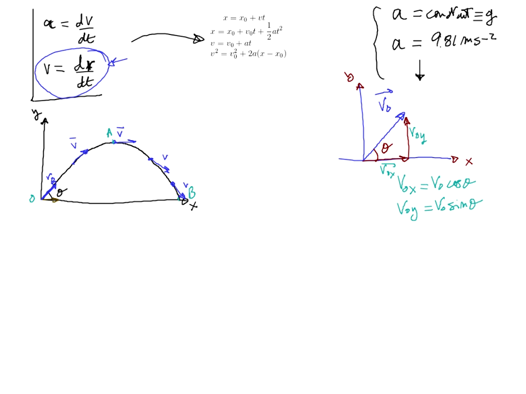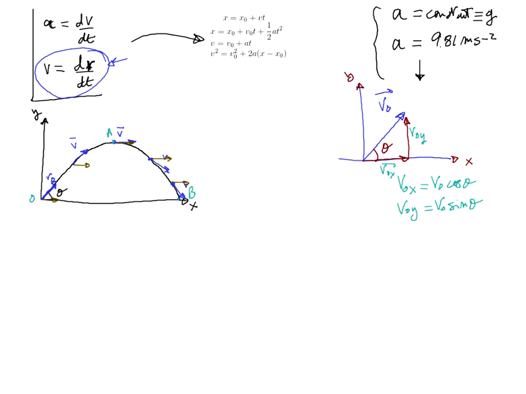So this component here should be the same as this component here, should be the same as this one, should be the same as that one, and so on, at all times. Okay? All right. What else can we learn from this simple diagram?